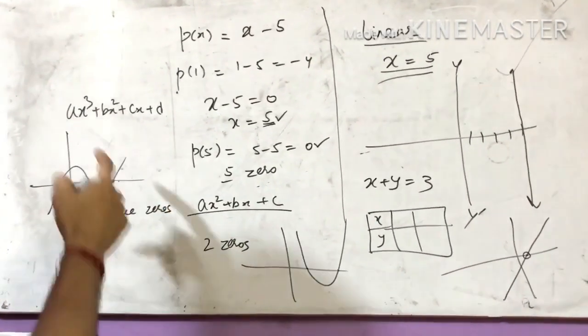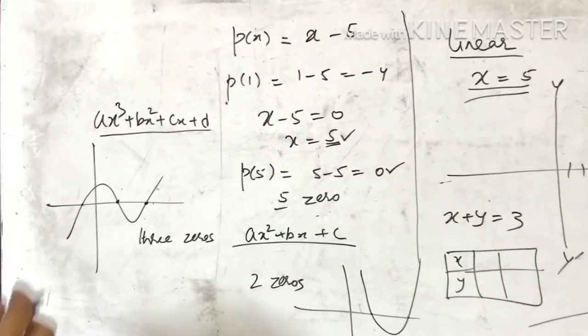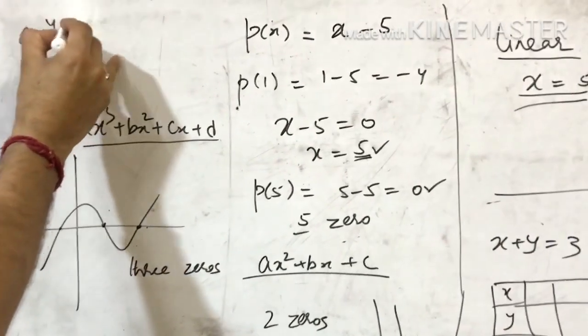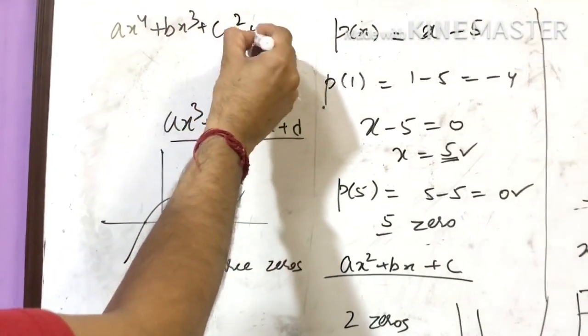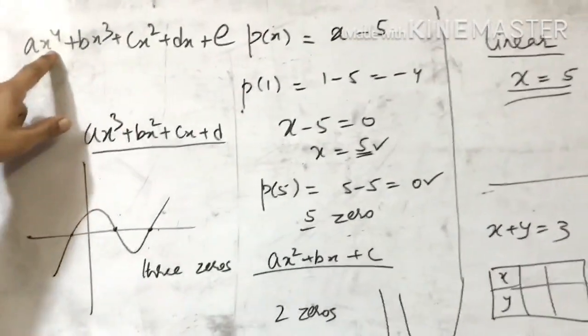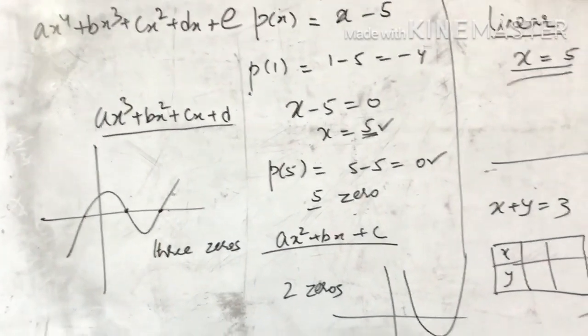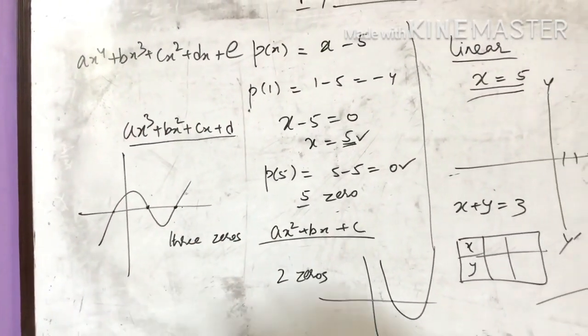Now you can understand, if there is another equation that is called biquadratic, like ax to the power 4, it means it will have 4 roots or 4 zeros, and that diagram will touch this x-axis at 4 points.